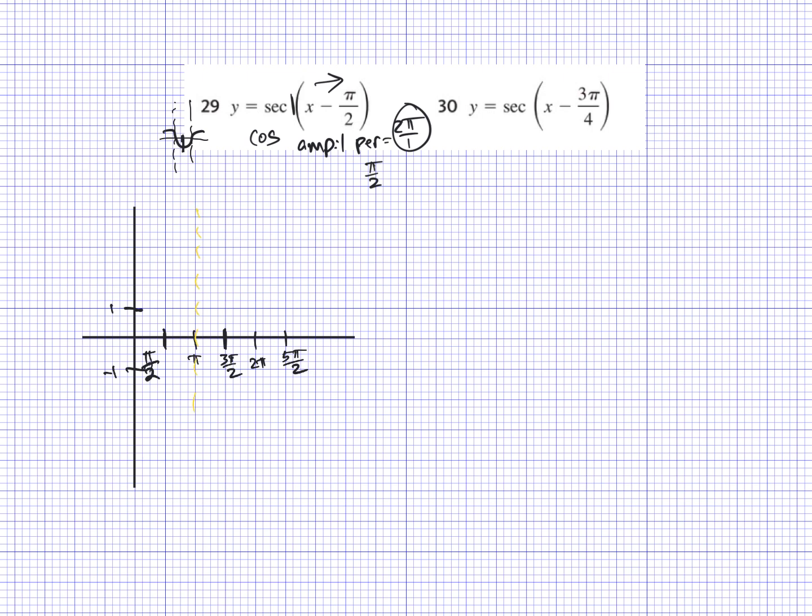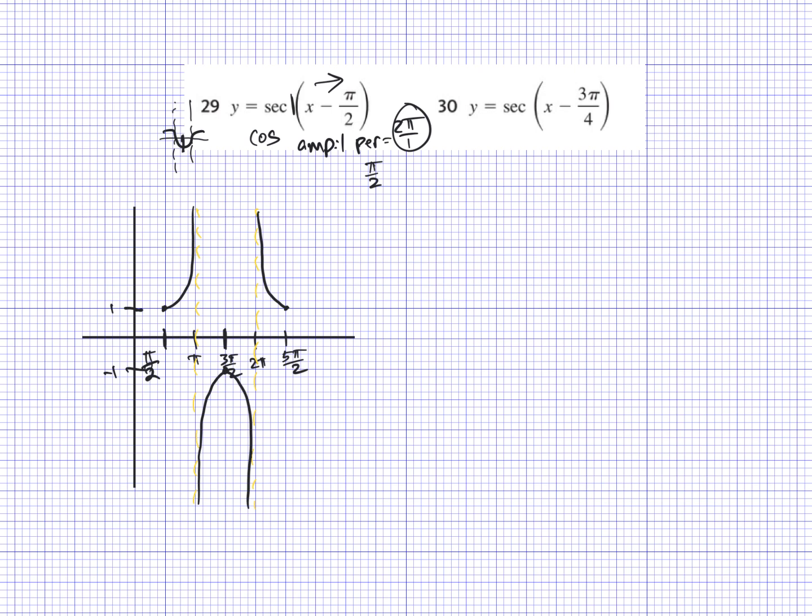Now you can draw the cosine curve if you want, if that helps. But let's try to get to the point where we don't need to. So our secant curve is going to start where the cosine started, but it goes up to the asymptote. And it has a peak at the very middle, and then it comes down and stops at that point. And that's your secant curve.